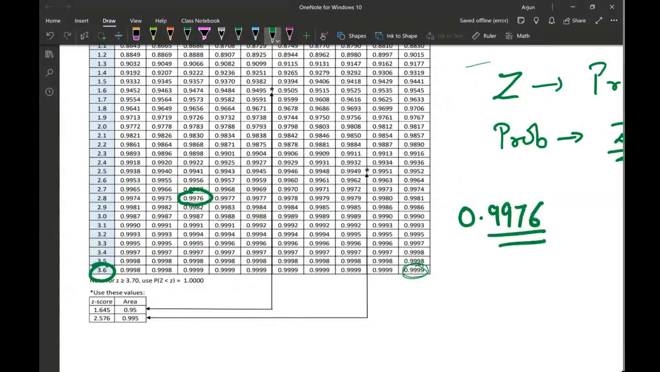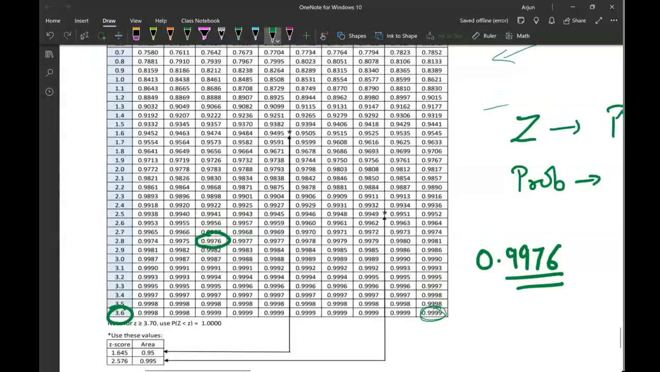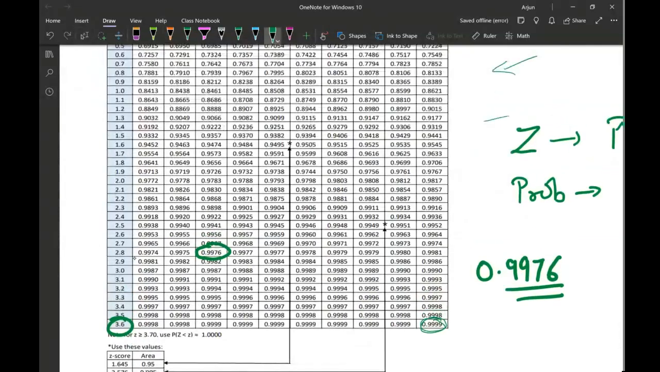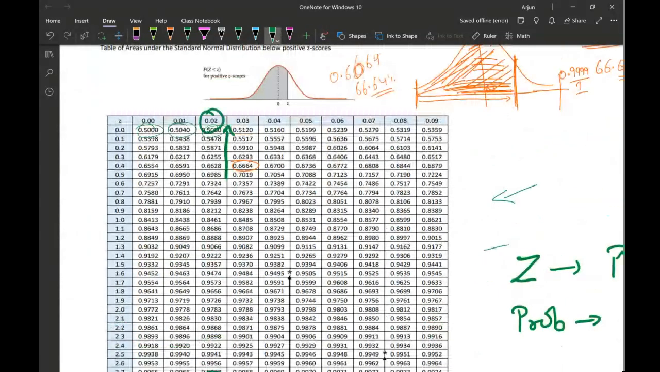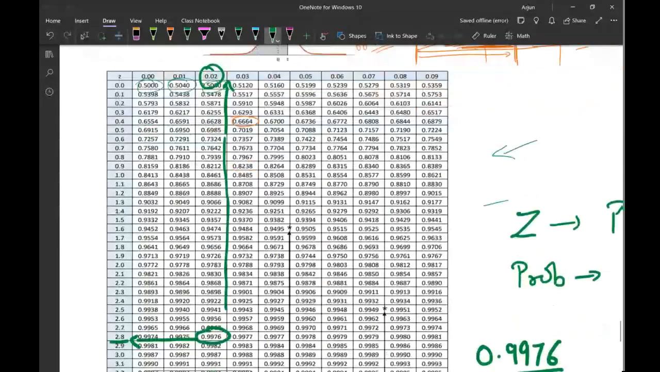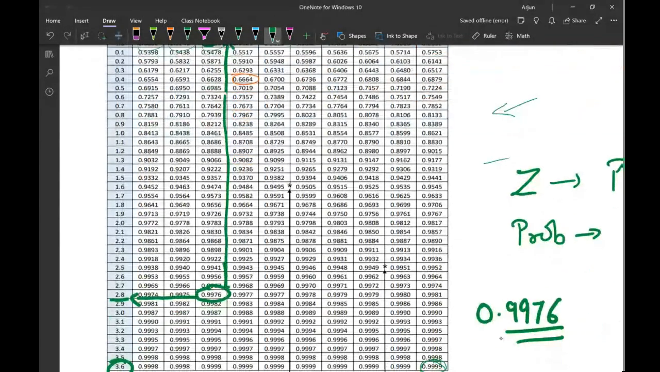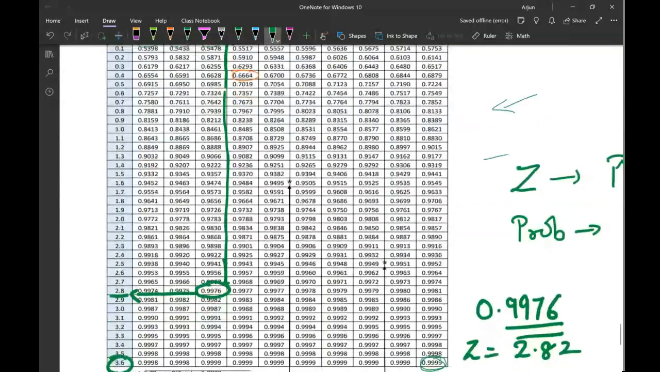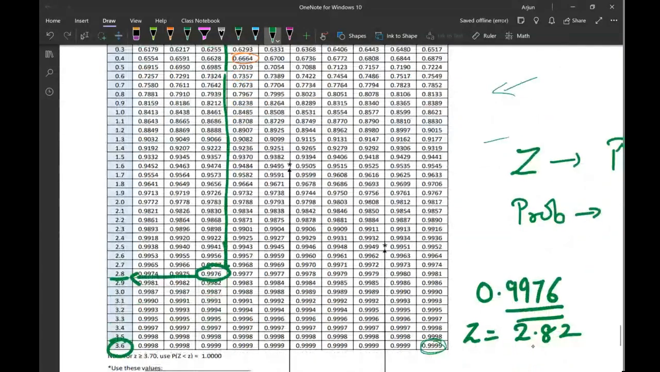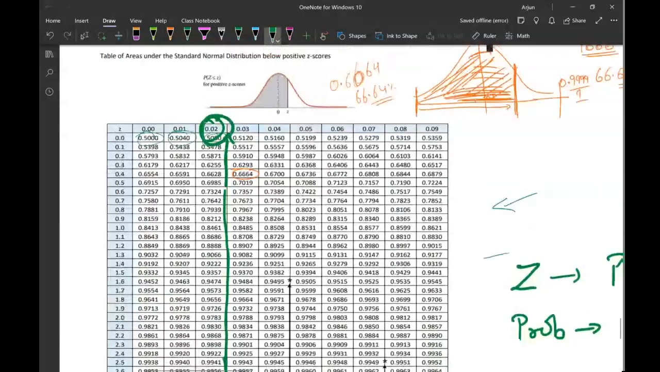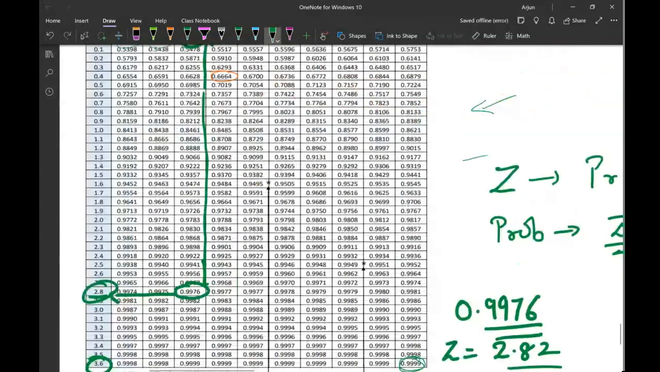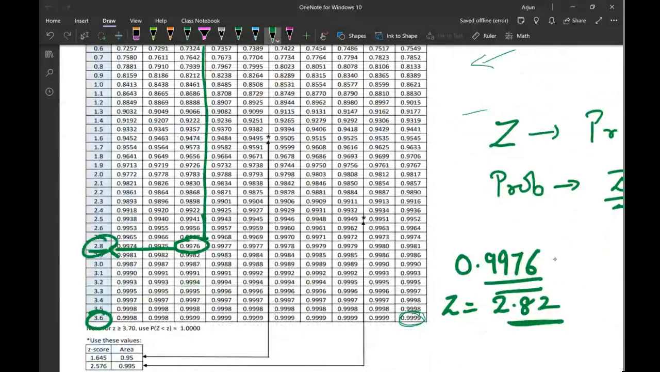Now, corresponding to this value, I want to find the z-score. So how can I locate the z-score? For the z-score, I will look in this direction. First of all, it is 2.8, and then I will look to the top, this section in this direction. So if I look here like this, the z-score value will be 2.82. This is 2.8 and this is 0.02. So always up to two decimal places, corresponding to the given probability.